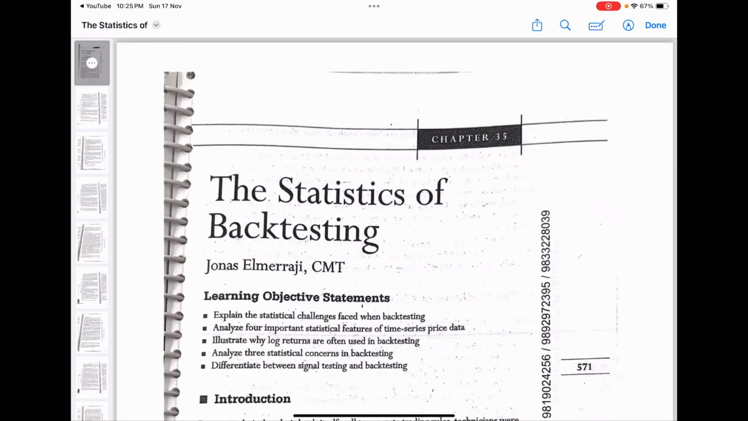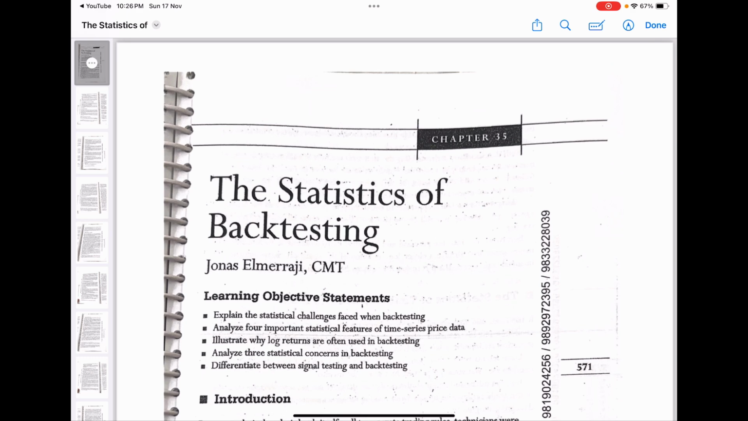Hi everyone, in this video we'll be beginning with chapter number 35 of CMT level 2, the statistics of backtesting. So as we all know, backtesting is one of the most important things you need to be doing when you are creating a trading strategy. Creating a trading strategy or getting one from a person is one thing, but the second and most important thing, before you put in your real money and start trading in your live account, is to backtest it.